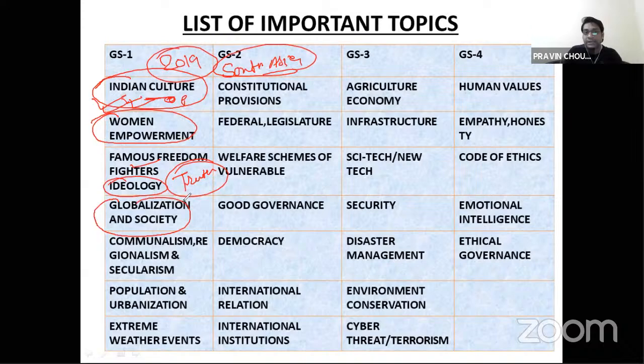Another one is globalization and society. What impact did globalization have on society? You first of all need to know what globalization is. How our society improved because of the introduction of globalization after 1991. Economic reform happened, globalization happened, what effect did it have on our society?